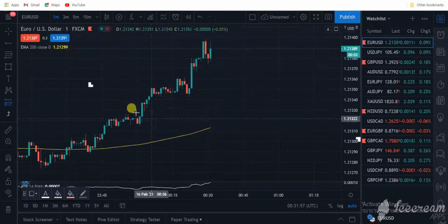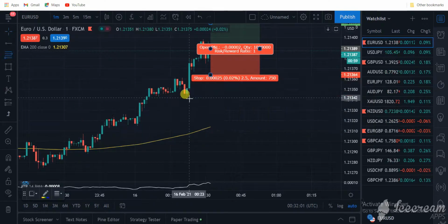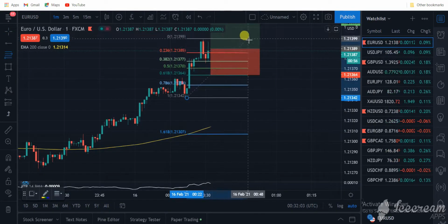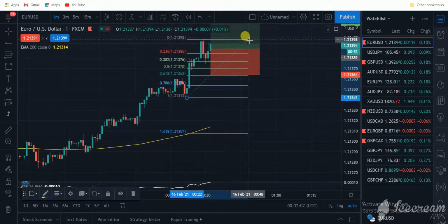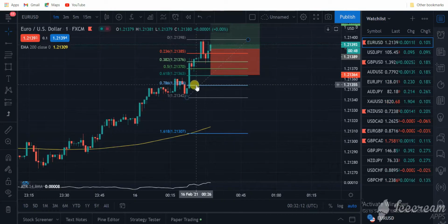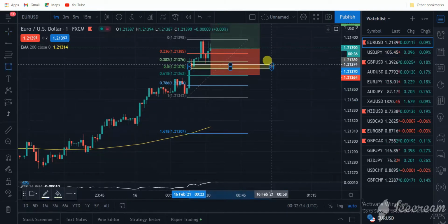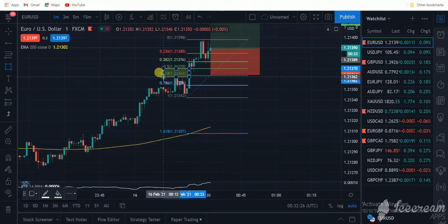So this will be the second live trade. As you can see, I saw this market momentum to the upside, and I will make a video explaining this kind of entry and this kind of strategy, but I saw this market momentum and I drew my Fibonacci tool from that high, from the point where the market started pushing up, and it's kind of tricky.